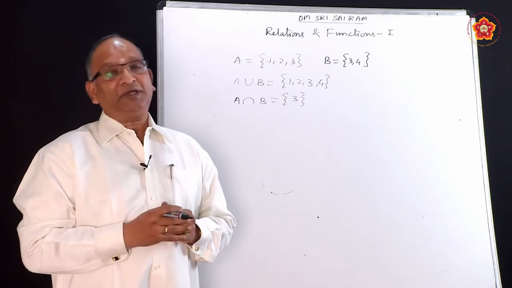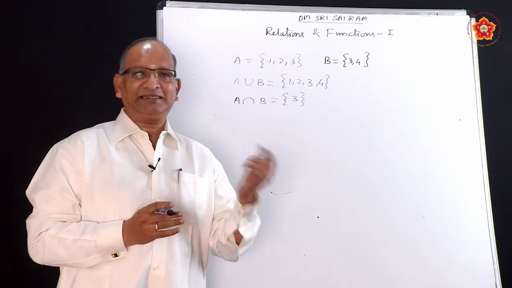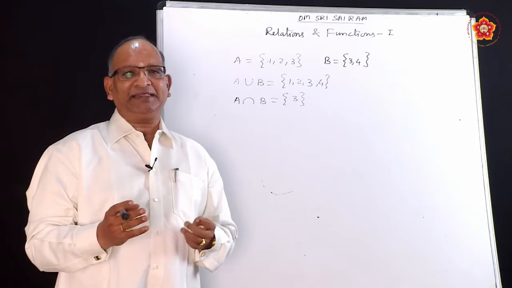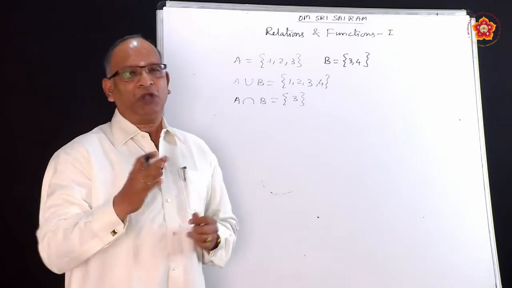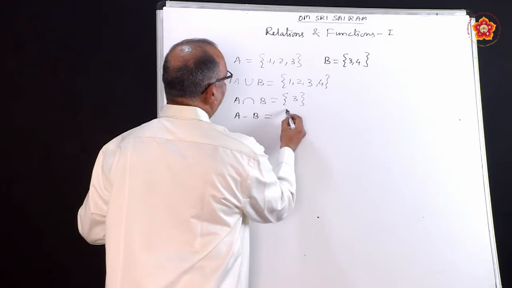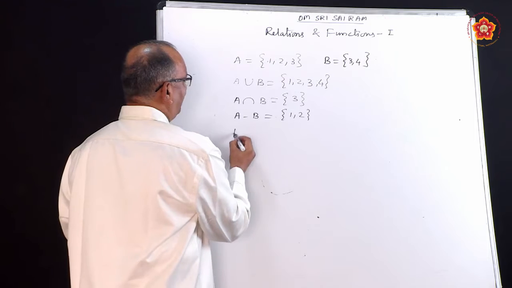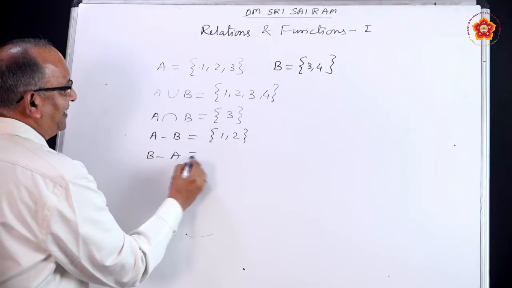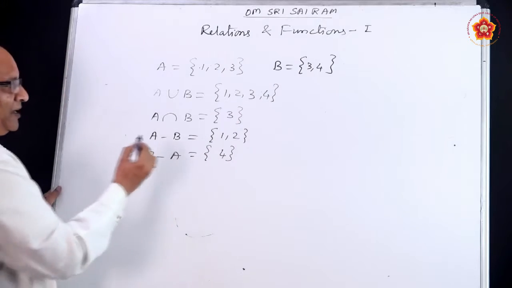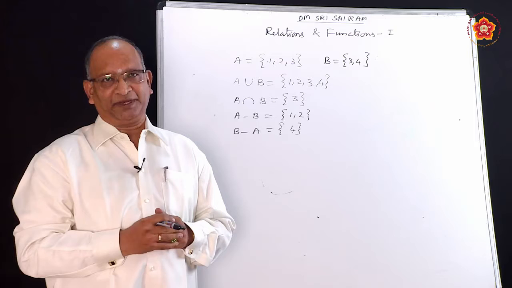Then we study about difference of two sets. How do you find difference of two sets? A is a set, B is another set. A difference B is a set which contains the elements which are in A but not in B. So, we say A difference B is equal to 1, 2. You can also write B difference A saying that it is 4, elements which are in B but not in A. So, these are the things we study in set theory.